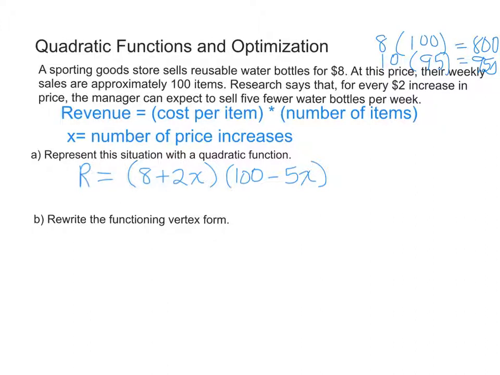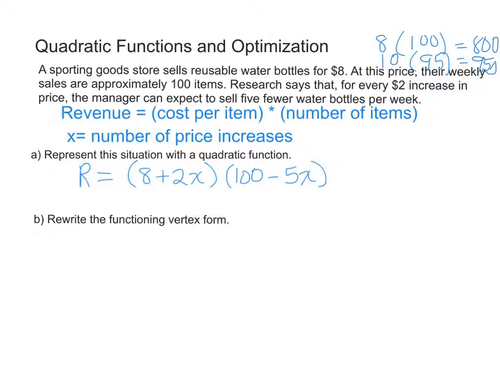Once we have that, then we're going to rewrite the function in vertex form. I have this problem broken down into multiple steps. If you just take a quick look at the second question, it's not going to be broken down into steps, but these are the same steps that you're going to follow. So rewrite it in vertex form.